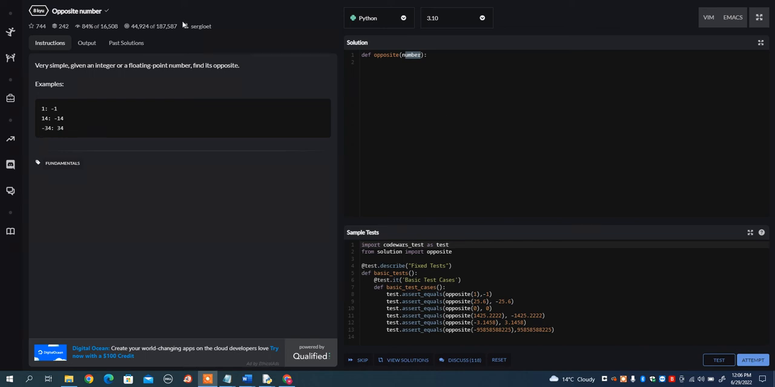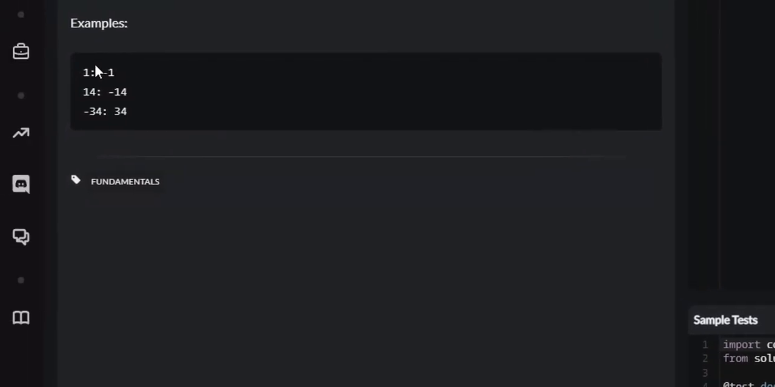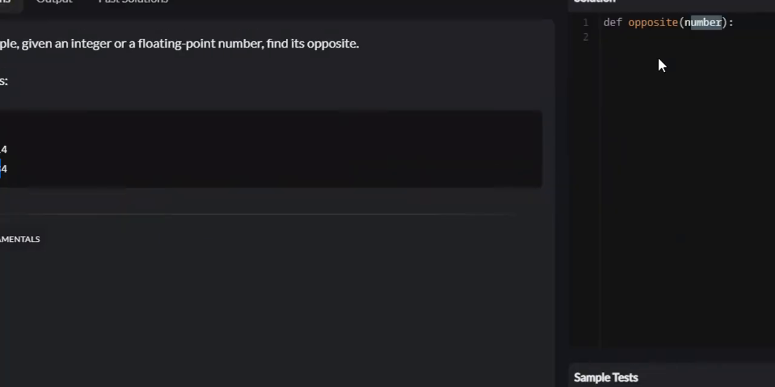In this video, I want to go over the opposite number problem on Codewars. And what I want you to do is, given an integer or a floating point number, find its opposite. Now, let's just look at some examples. So the opposite of 1 would be -1. Opposite of 14 would be -14. Opposite of -34 would be 34.